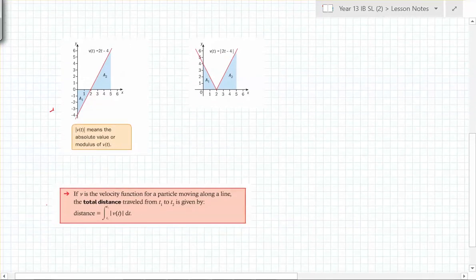Again, it's in your book. You can either think of it as a modulus function, or you can just think of it as any negative areas need to become positive.